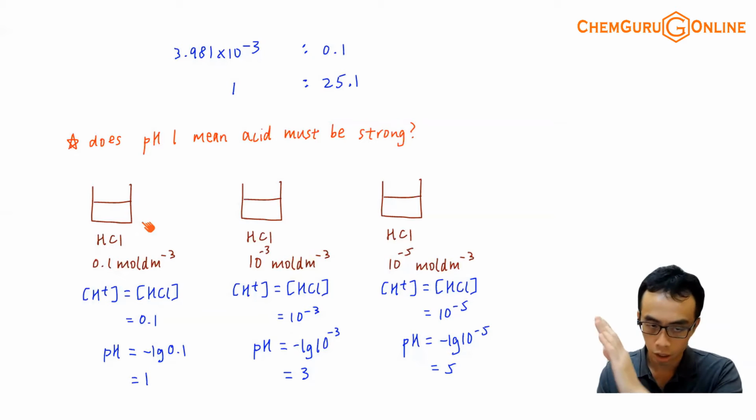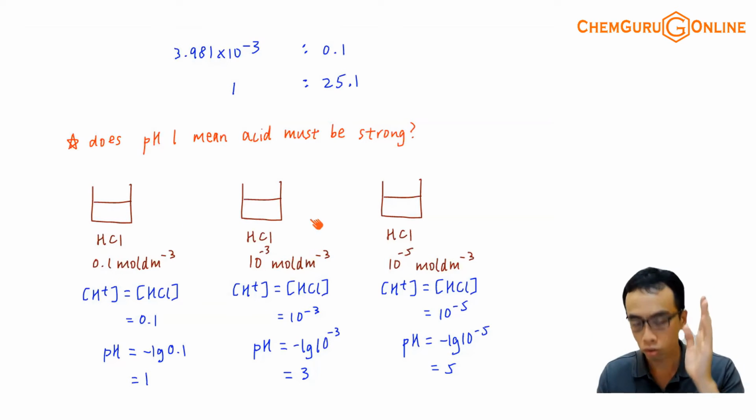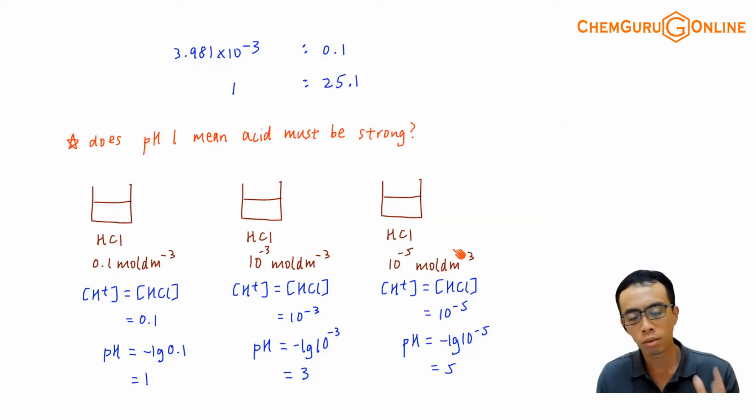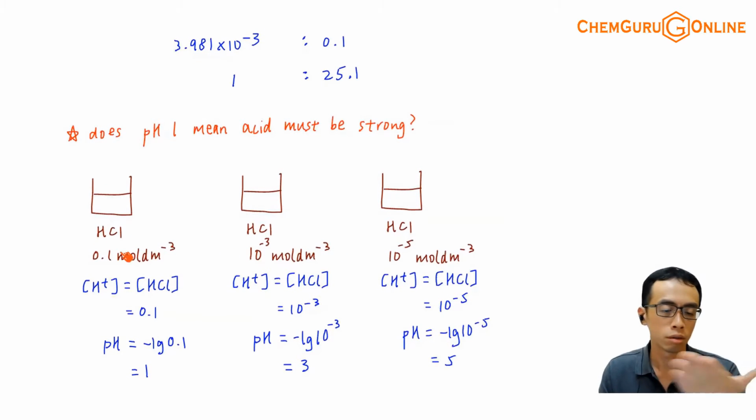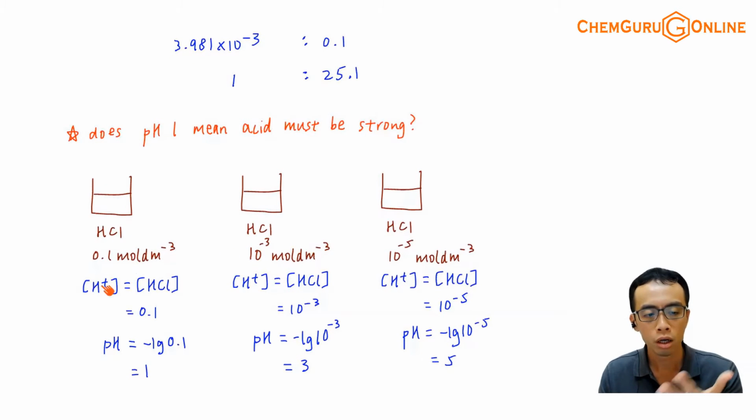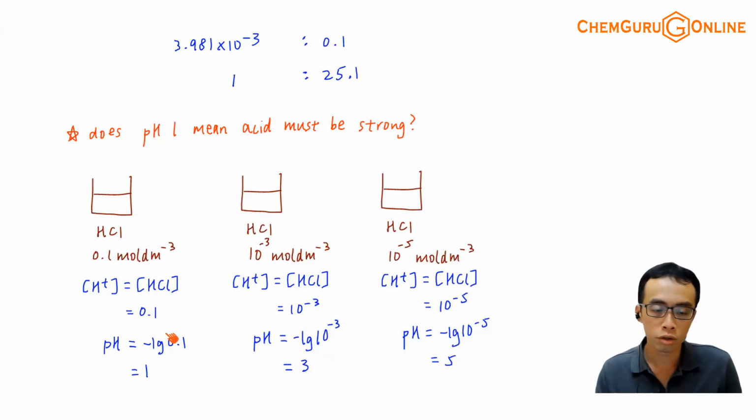Alright, this is HCl concentration 0.1. Strong acid concentration 10 to the power of minus 3. Strong acid concentration 10 to the power of minus 5. So you notice all of them are strong acids, fully dissociated, but because the acid concentration is different, the H plus concentration that we will get will be different. You notice this is 0.1 mole per dm cube. H plus concentration is also 0.1. pH is minus log H plus concentration, pH is equals to 1. So this one no problem, pH 1, strong acid.